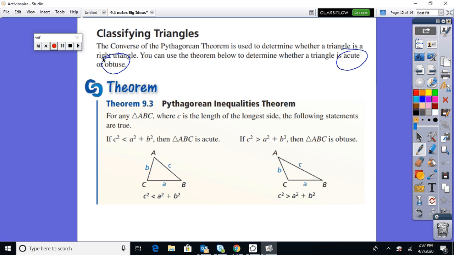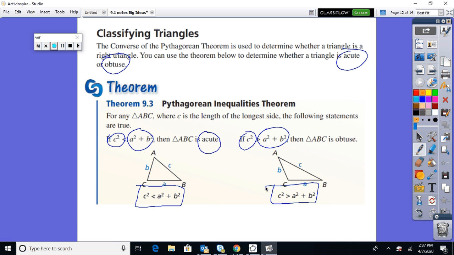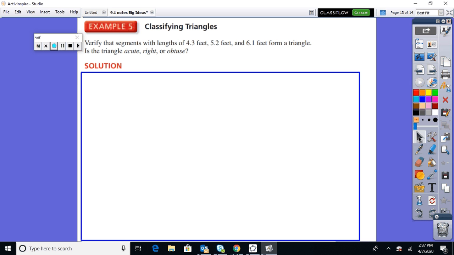It's like they're playing a game with each other. So it's like A and B are playing against C. If A and B are greater, if they're able to beat C, then it's acute. But if C is like, man, and it's winning, then you think it's got to be a really big side of the triangle. So you got to have an obtuse triangle if C is going to beat A and B added together. Main thing is do not forget to square everything.